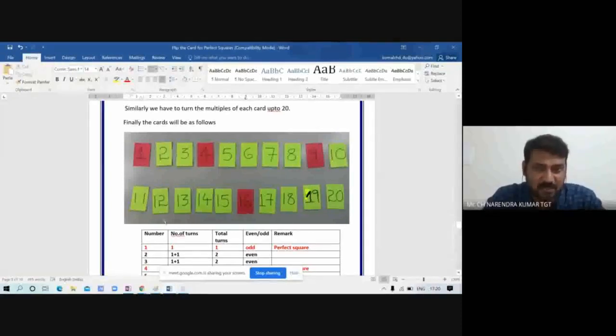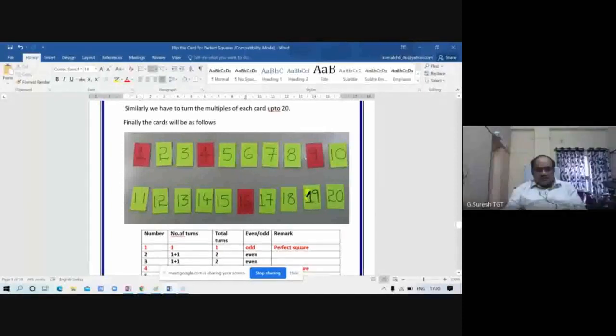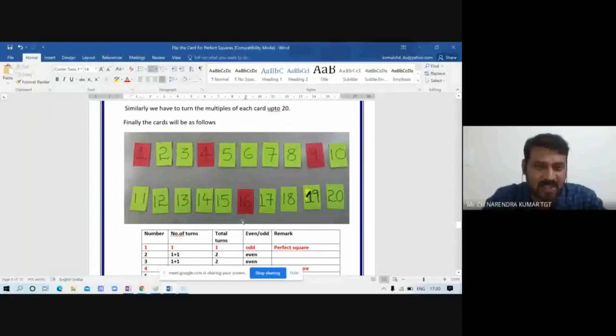Anybody, what can you say from seeing this? The numbers in red color are the perfect squares. Square numbers. Yes, perfect square numbers. Numbers in the red color are all perfect square numbers.